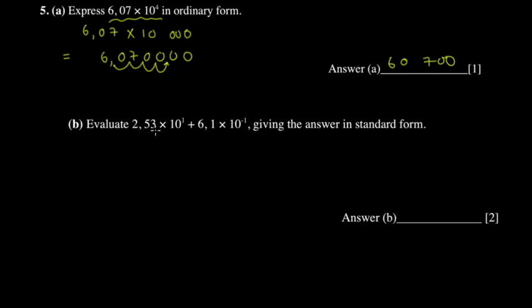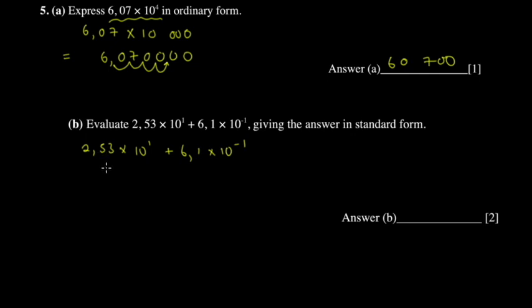So evaluate this: 2.53 times 10 to the power 1 plus 6.1 times 10 to the power negative 1, giving your answer in standard form. So there are two ways to go about it. I will show you both.